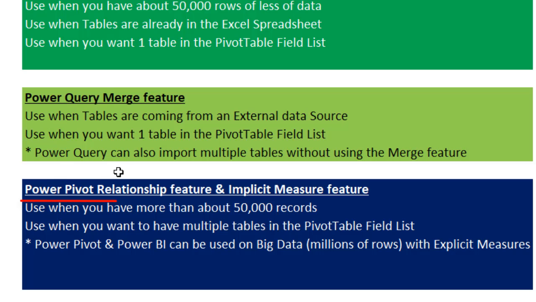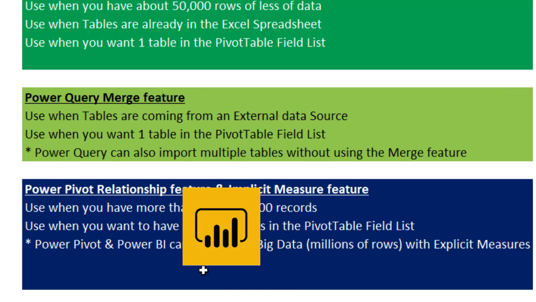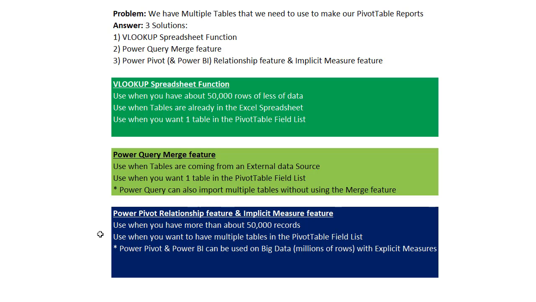Now, Power Pivot with relationship and implicit measure. This is the simplest and easy way to use Power Pivot. In our next couple of videos, we'll see how to use Power Pivot and Power BI Desktop when we have big data, like millions of rows of data. And we will actually explicitly build our formulas called explicit measures. In this example, we're just using Power Pivot because the relationship feature can replace either merge or VLOOKUP.